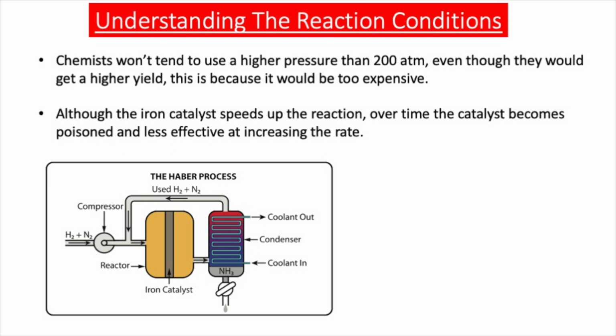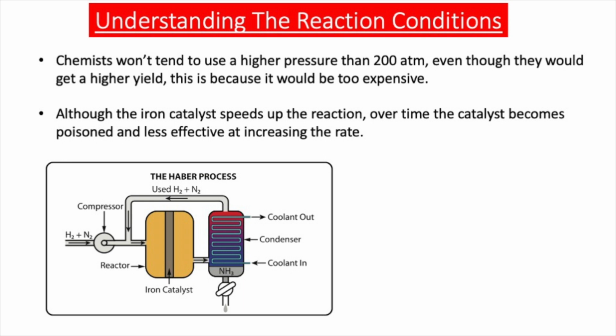So this diagram summarizes the overall process. We have nitrogen, which we get from the air, reacting with hydrogen, which we get from natural gas reacting with steam, and the natural gas is mainly in the form of methane. This reacts in a reactor, and we have an iron catalyst, a temperature of 350 to 450 degrees C, and a pressure between 150 and 200 atmospheres.